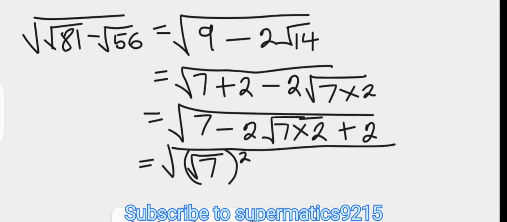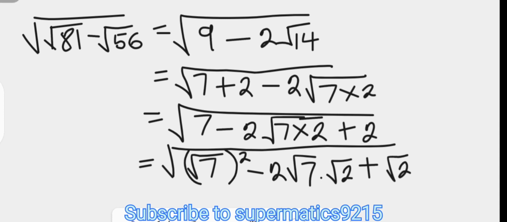7 again. Then minus 2 times the square root of 7 times 2, by the law of product of radicals, can be written as square root of 7 times square root of 2. And finally, plus 2 can be written as plus the square root of 2 all squared.